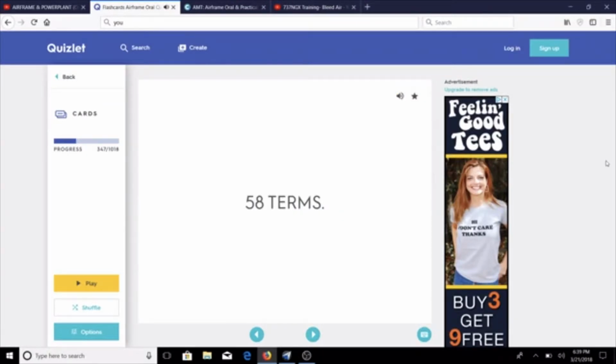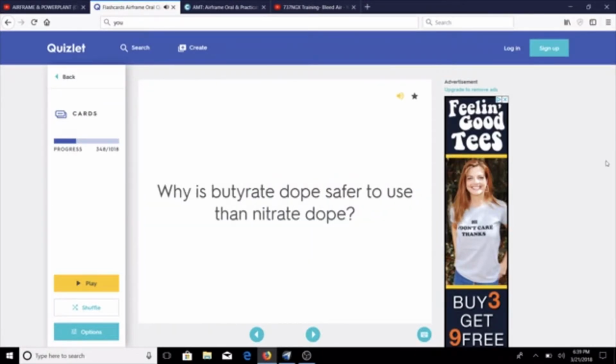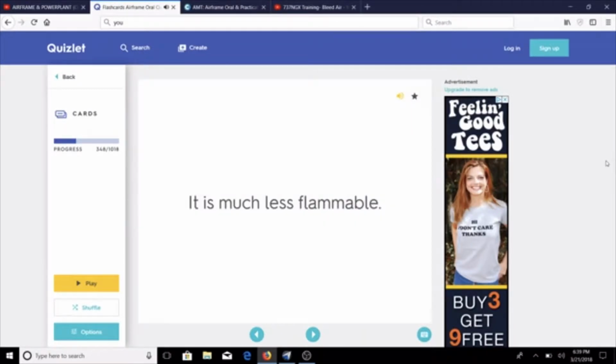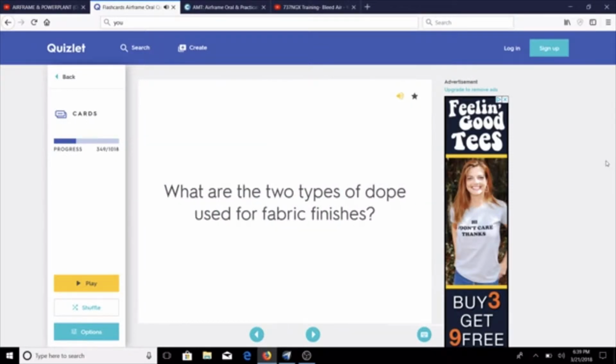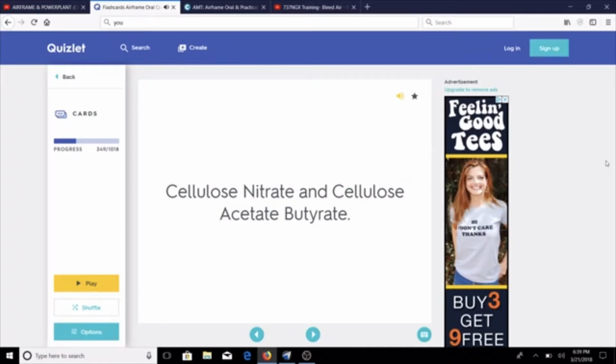Chapter 6 Aircraft Painting and Finishing. 58 terms. Why is butyrate dope safer to use than nitrate dope? It is much less flammable. What are the 2 types of dope used for fabric finishes? Cellulose nitrate and cellulose acetate butyrate.